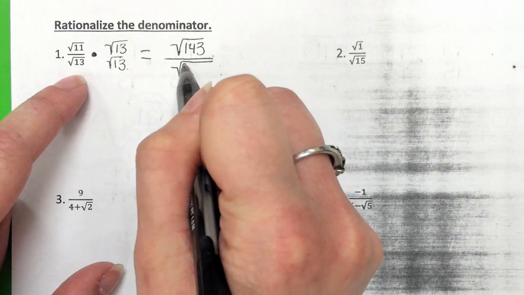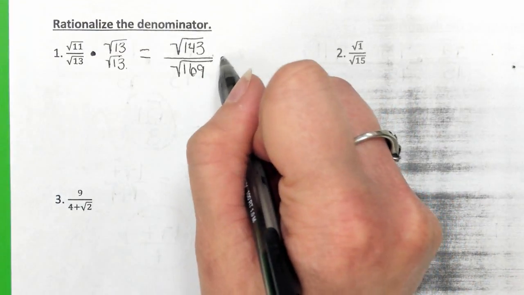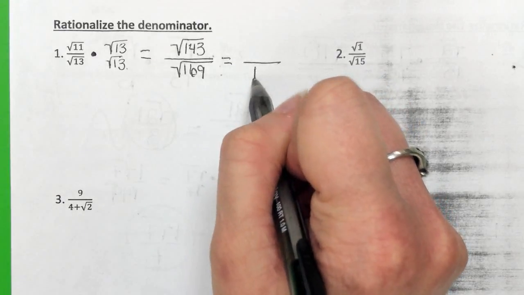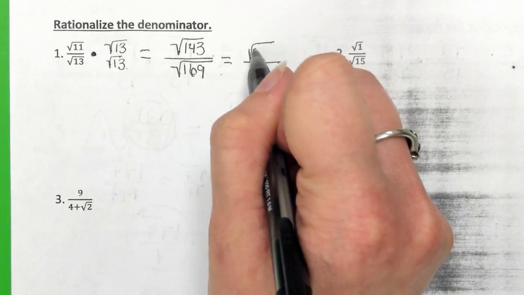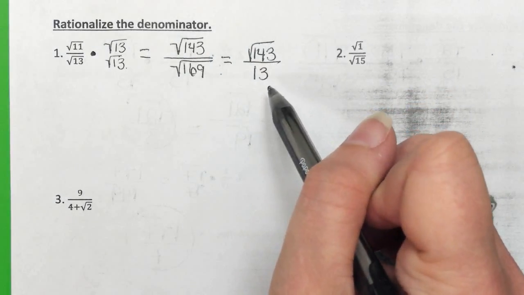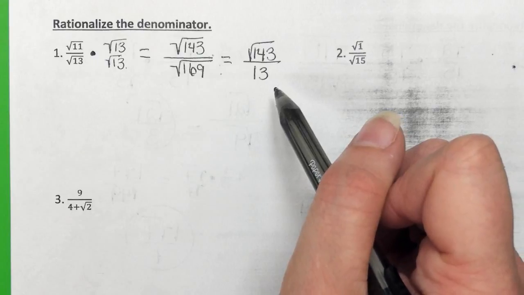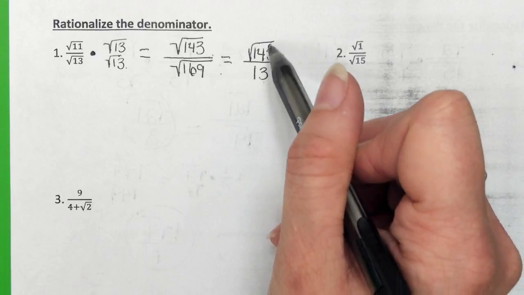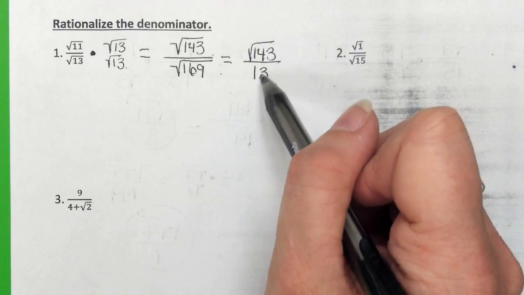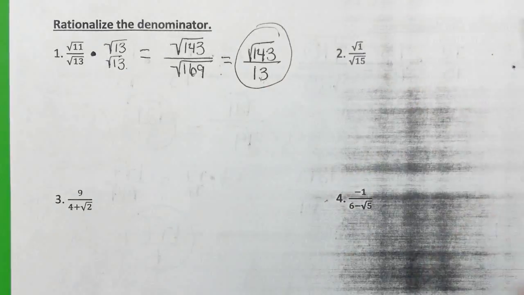Okay. Square root of 169. What's the square root of 169? 13. Very good. Did I fix the problem? Do I have a square root in the bottom anymore? No, you don't. Can I divide these two? No. Why? Because the square root. There you go. They're different.